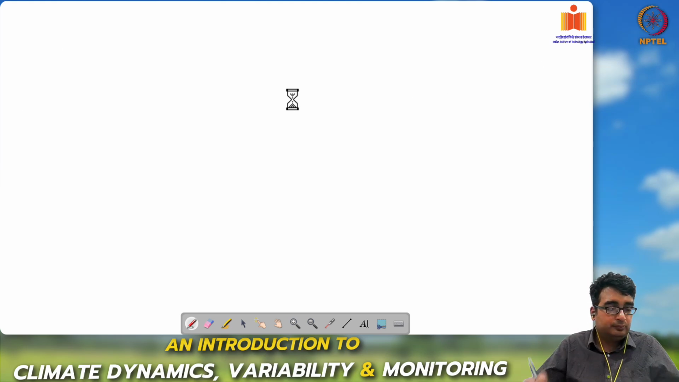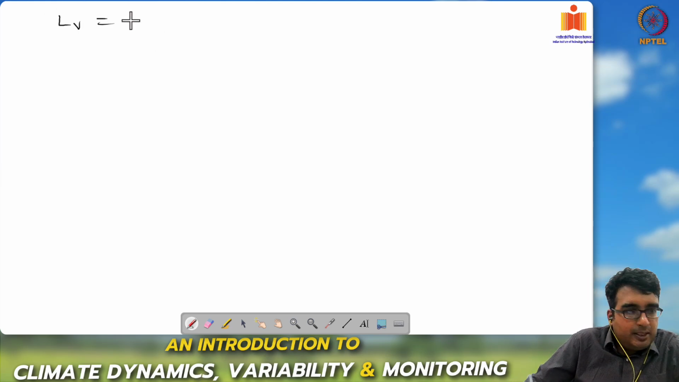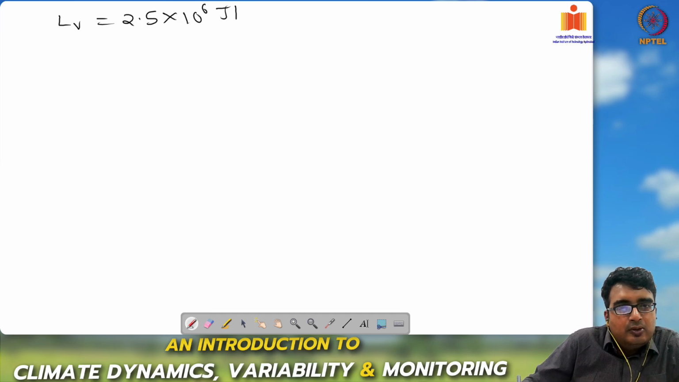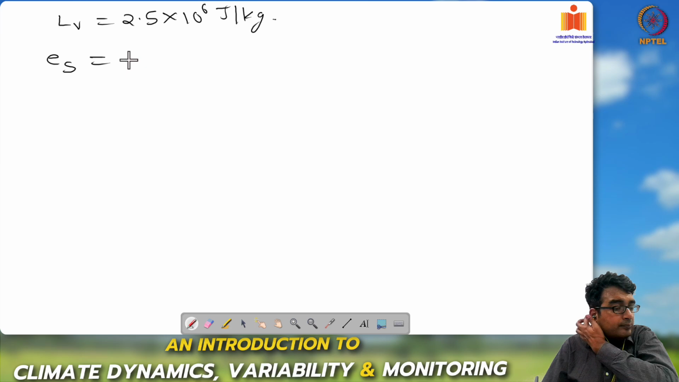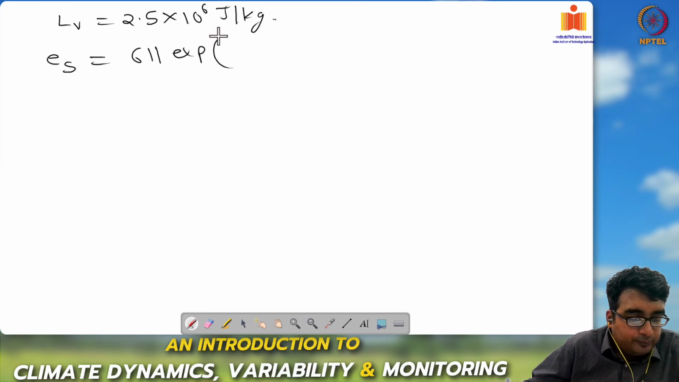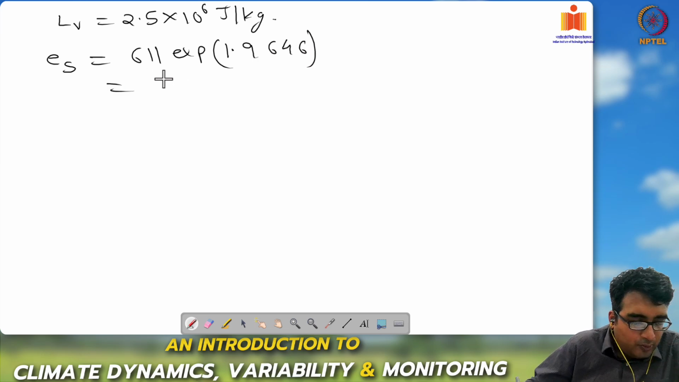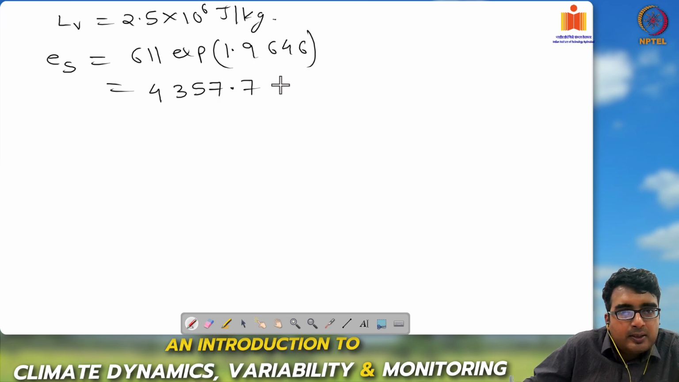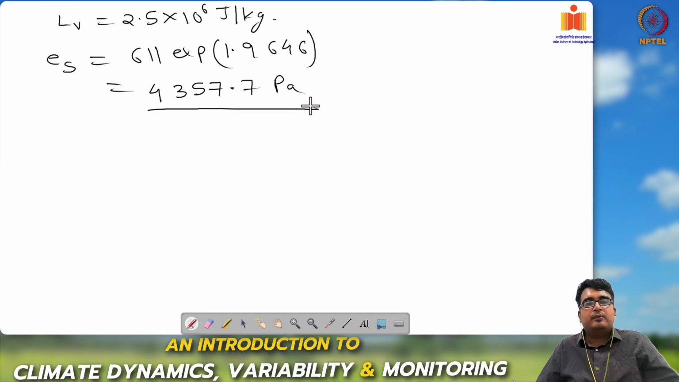Then the latent heat of vaporization we told earlier is 2.5 into 10 to the power 6 joules per kg. So if we put these expressions in ES, we get 611 exponential of 1.9646, which is equal to 4357.7 pascals. Okay. So this is the saturation vapor pressure at this temperature.